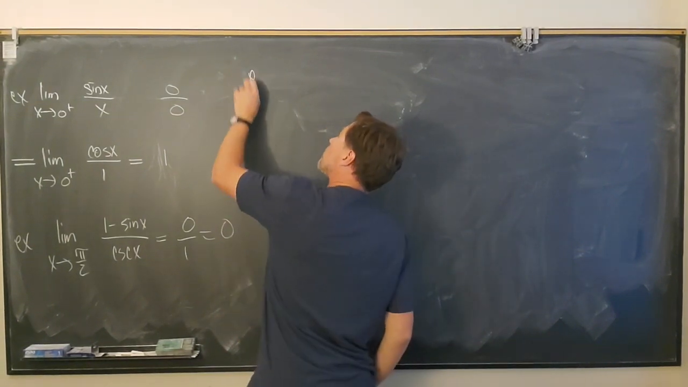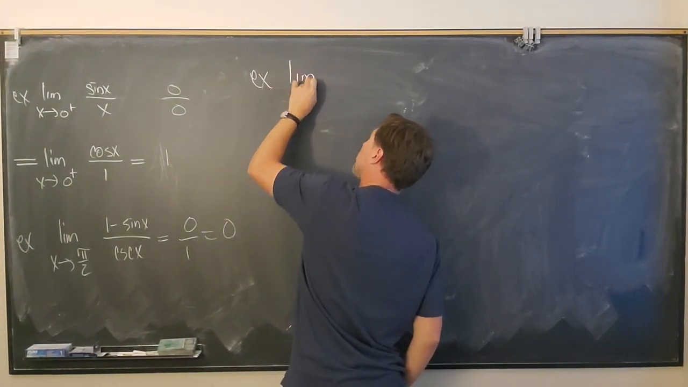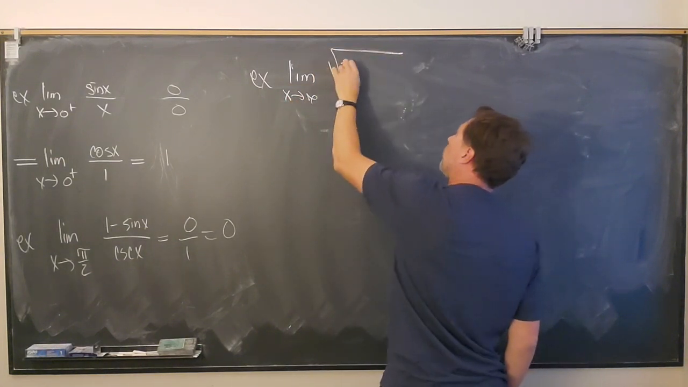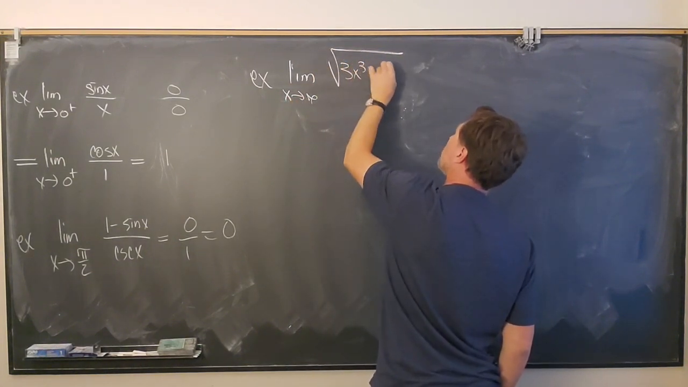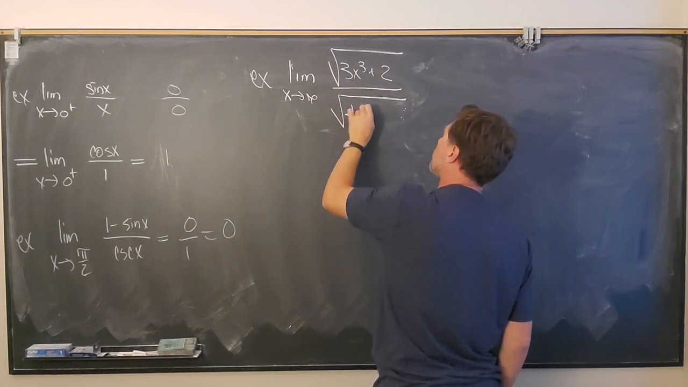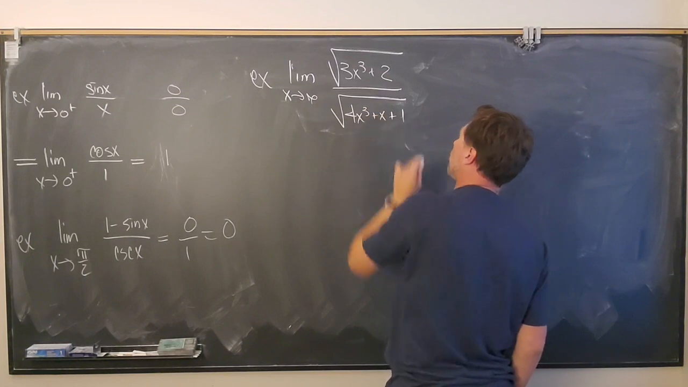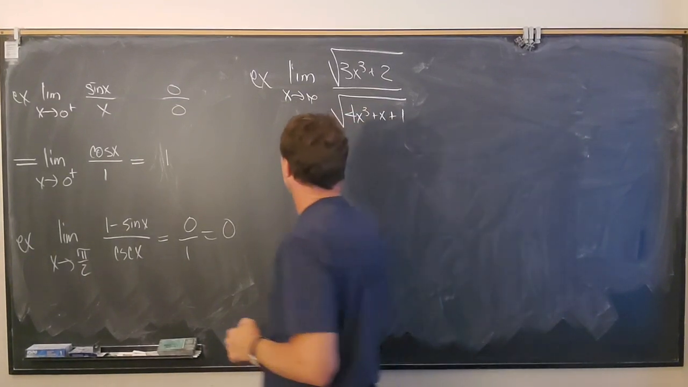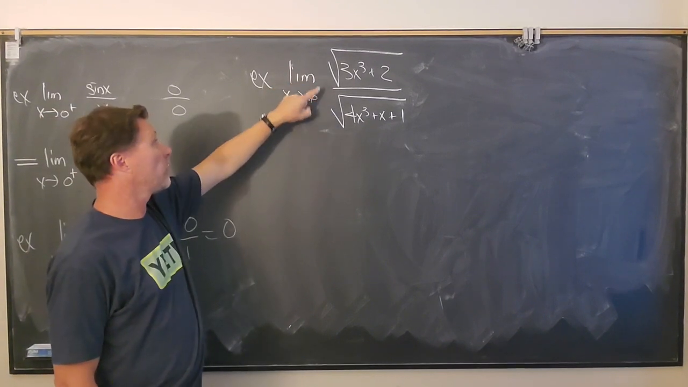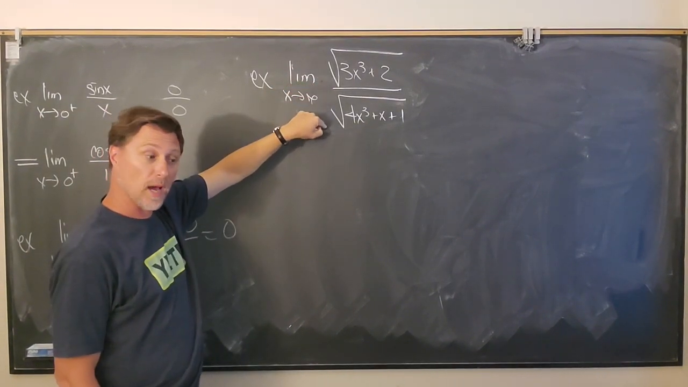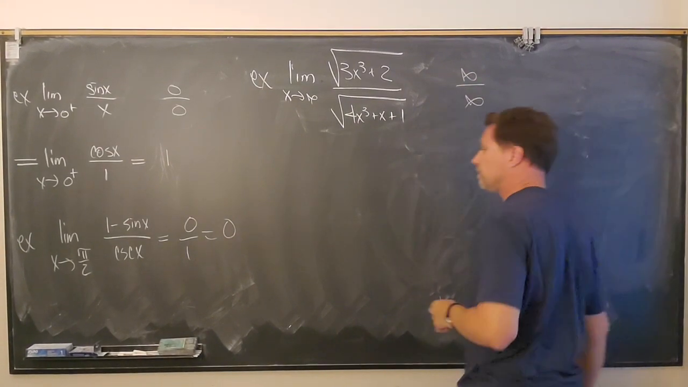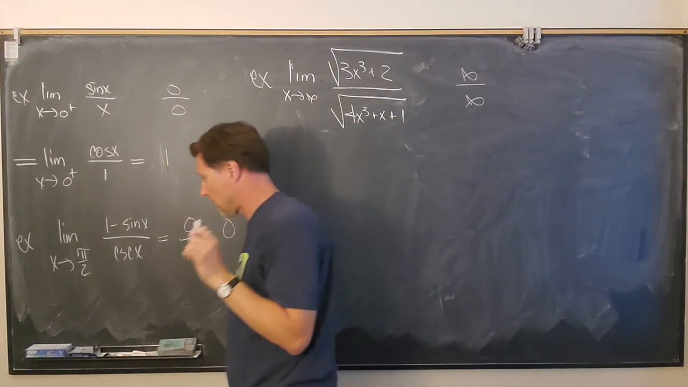Okay, so for our next example, let's look at this one. Limit as x goes to infinity of the square root of 3x cubed plus 2 divided by the square root of 4x cubed plus x plus 1. Now, if you compute individually the limit as x goes to infinity of the numerator, you'll get infinity, and the denominator, you get infinity. So this is indeterminate of type infinity over infinity, which means that L'Hopital's rule applies.